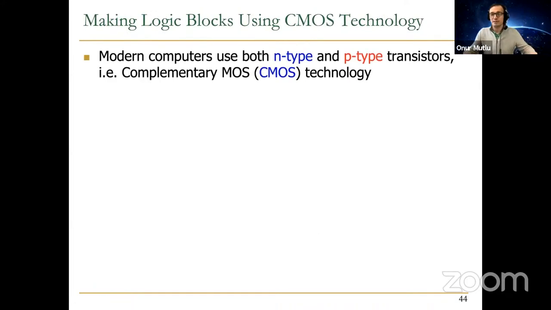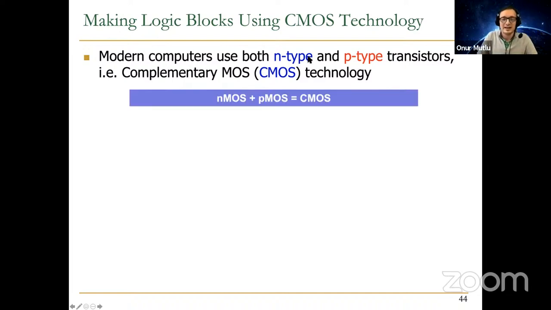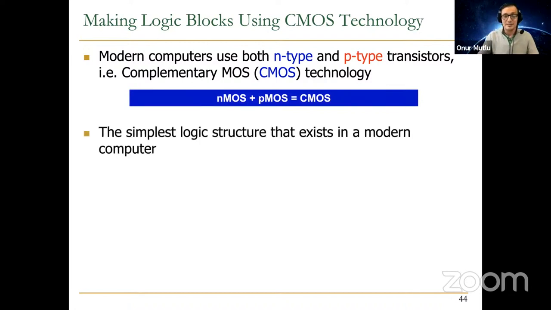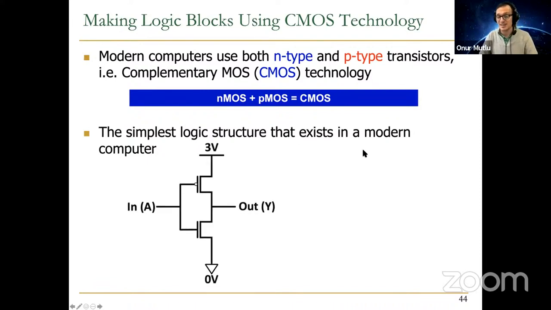So I'm going to introduce another term over here. In modern systems, we have CMOS, complementary metal oxide semiconductor technology. And modern computers are essentially using N-type and P-type transistors because these are good at different things. So basically we have NMOS plus PMOS, that is complementary metal oxide semiconductor. And I'm going to show you the simplest logic structure that exists in a modern computer. It looks like this. This is a CMOS structure. And I'm going to ask you what this does.